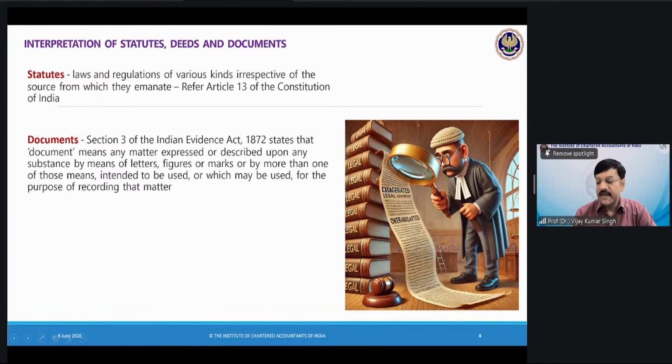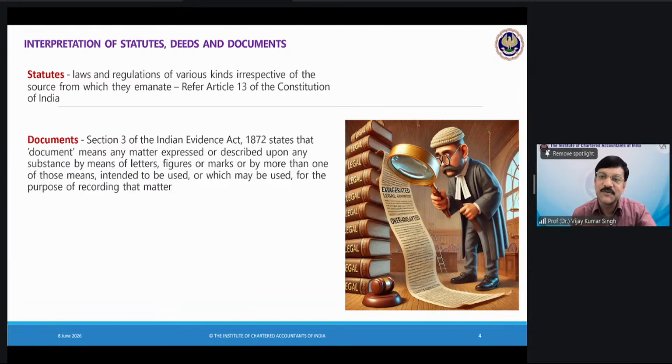Then there are documents, and documents also need to be interpreted many times. For example, there is a contract between two people. A contract may have many clauses, and disputes arise many a time because of an interpretation flaw between two parties. Say A and B have a contract, and the contract is a document. A intends to understand it in one way, B in another, and that becomes a dispute. And this needs to be interpreted.